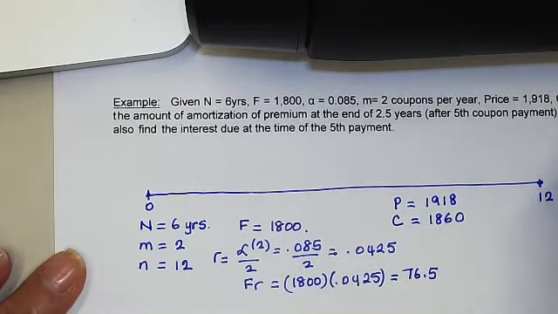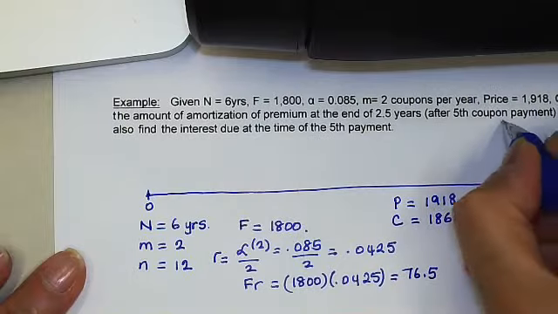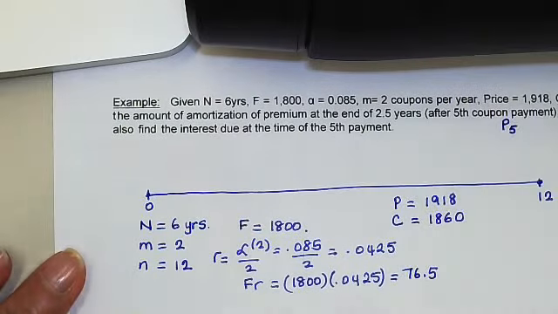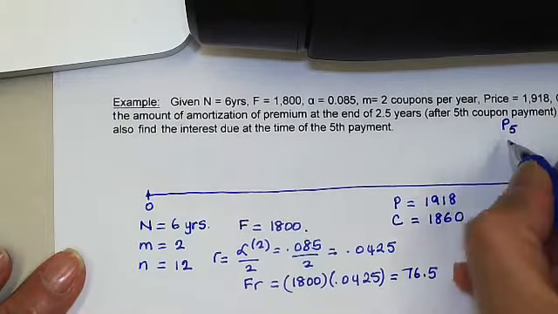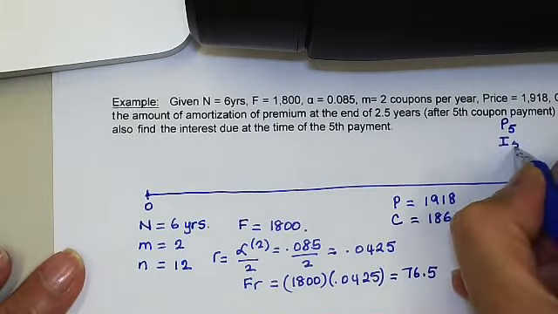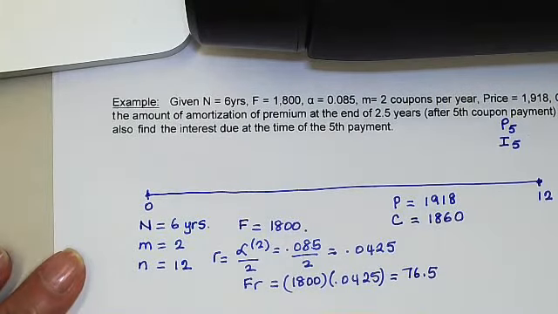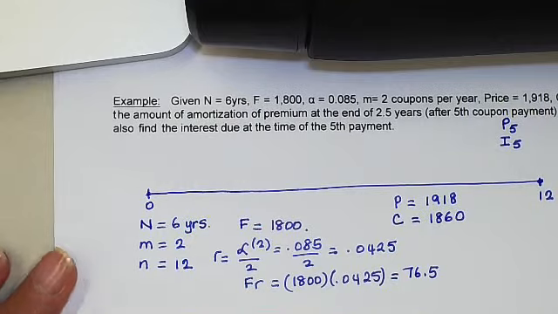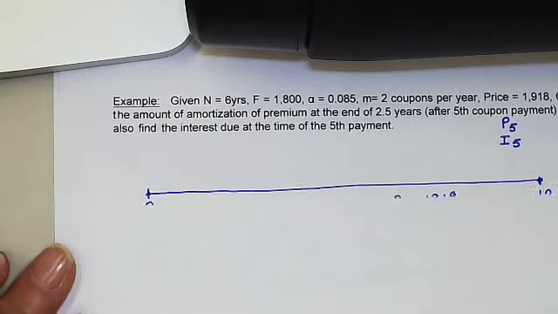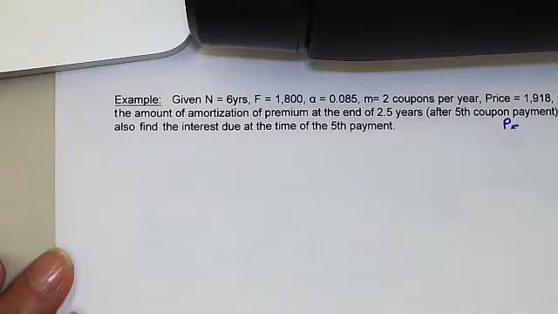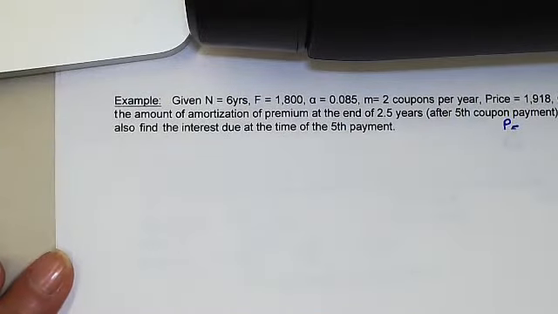Okay, let's get started. What do they want? Find the amortization of premium at the end of 2.5 years after the 5th coupon. So that's P5. Find P5. And also find the interest due at the time of the 5th payment. Find I5.